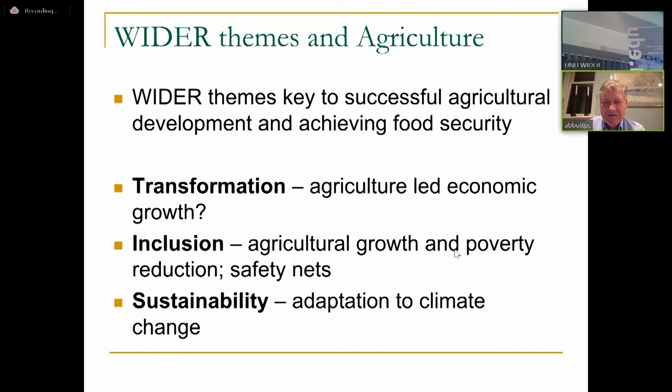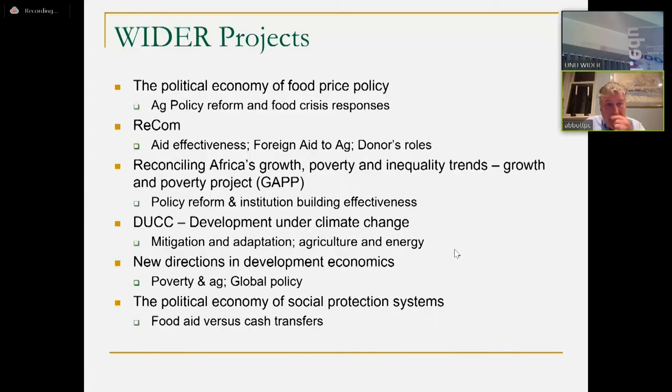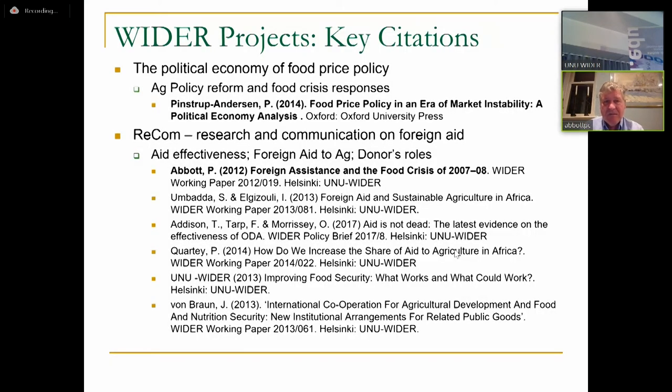Inclusion, agriculture growth, and poverty reduction. The notion is that while agriculture may not lead to the most rapid economic growth, growth that is led by agriculture tends to lead to greater poverty reduction. And agriculture also involves safety nets. And then sustainability: agriculture is an important component of adaptation to climate change. Okay, in the interest of time, there are a number of WIDER projects that address these.